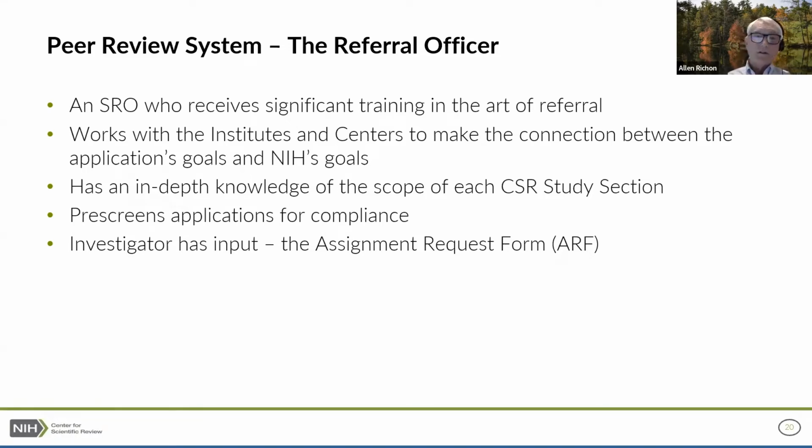They have the background to know which study sections have the best fit. They will be the ones that understand what all the rules and regulations are for each FOA or each program announcement. They will match all of that, make sure the application complies, and then set it forth. They work with the institutes and centers to make sure that the application's goals match NIH's goals, and they have the in-depth knowledge of each of our study sections.